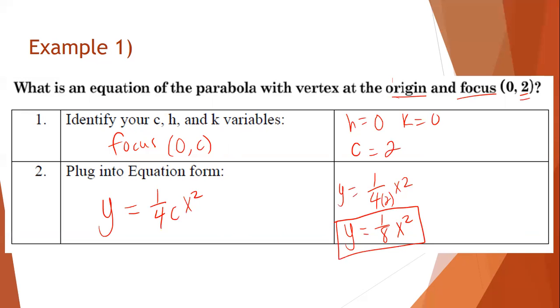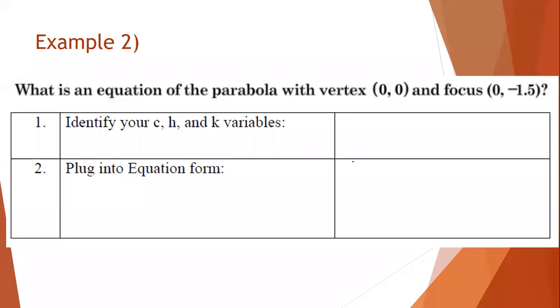And that's it. Okay, looking at the example on the board, I would like you to try example 2 on your own. I'll give you about 90 seconds or less. All right, so therefore, same thing. You use the focus to find your C value, right? And we know that our H and K are 0 because it says it's at 0, 0. So what is your C?